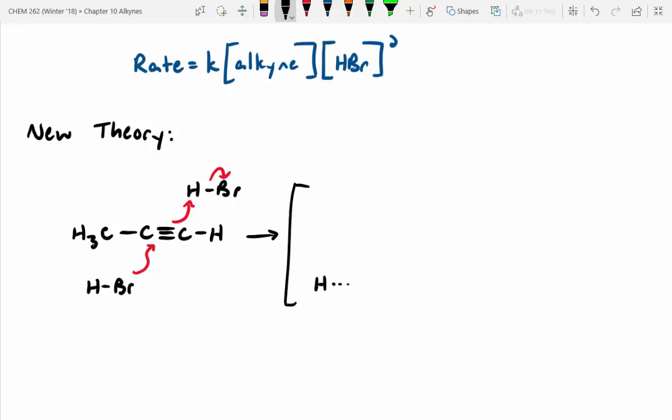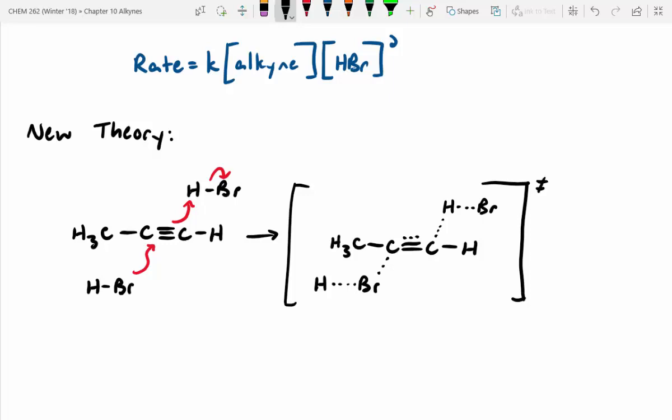During this step, you're breaking the bond between your proton and your bromine. You're forming a new bond to the central carbon. The central carbon still has a true double bond in it and a partial third bond. We're forming a new bond. This should be a hydrogen, and you're breaking the bond to bromine. So it's a very, very unusual transition state, but essentially the alkyne's being sandwiched.